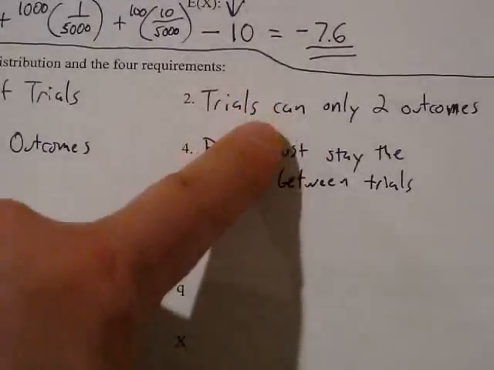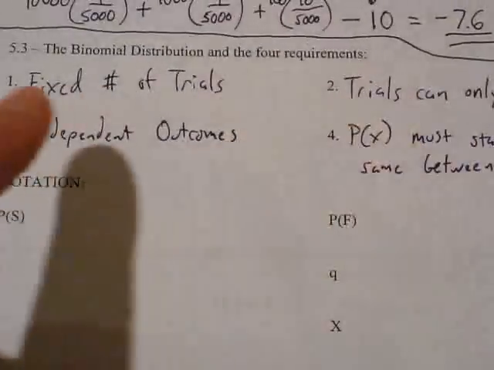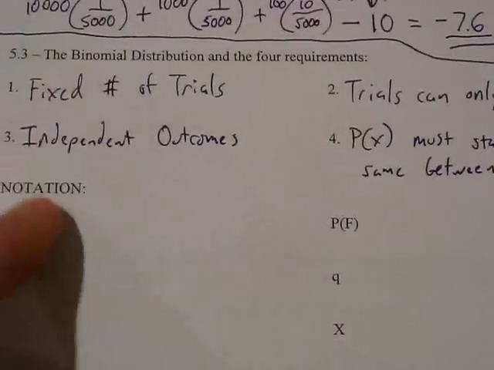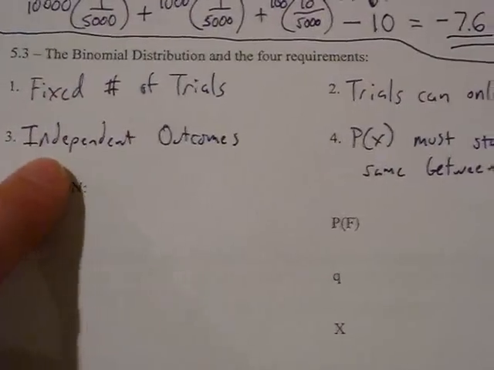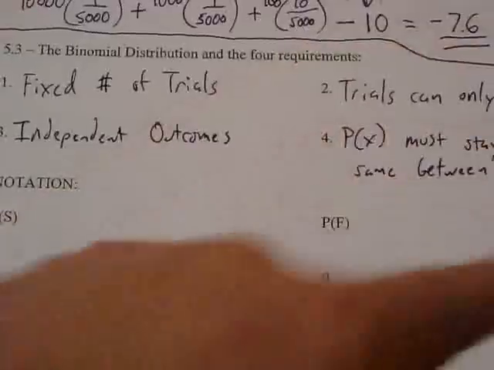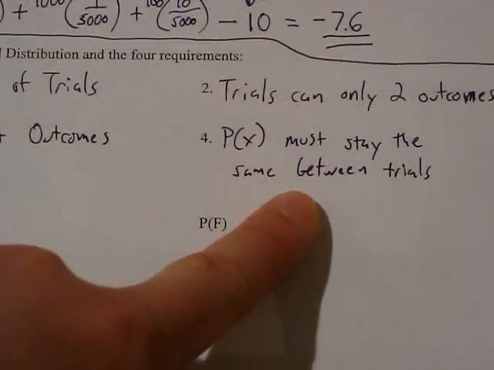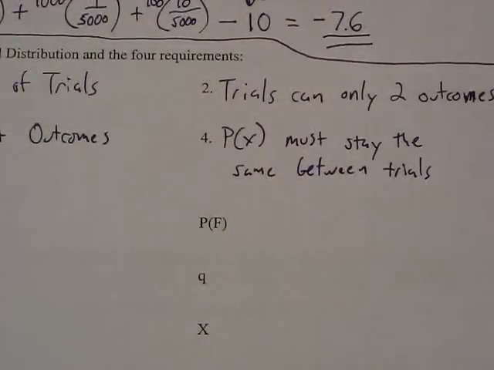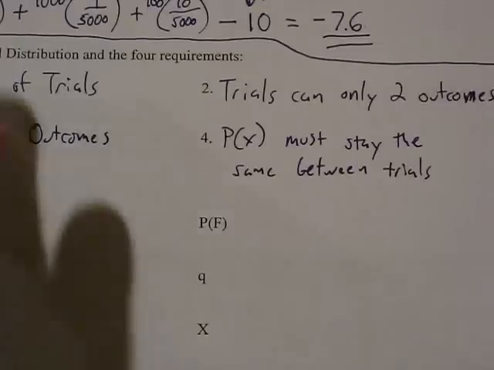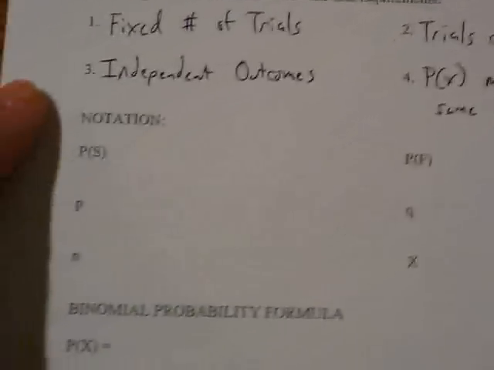So we've got to have a fixed number of trials. Trials can only have 2 outcomes. This is why it's binomial, bi meaning 2, and independent outcomes. So one trial won't affect the other trial, and finally, the probability must stay the same between trials. This is all very good for good science and good data gathering.